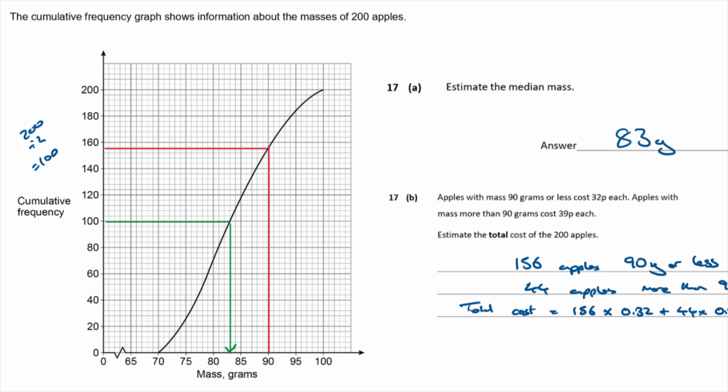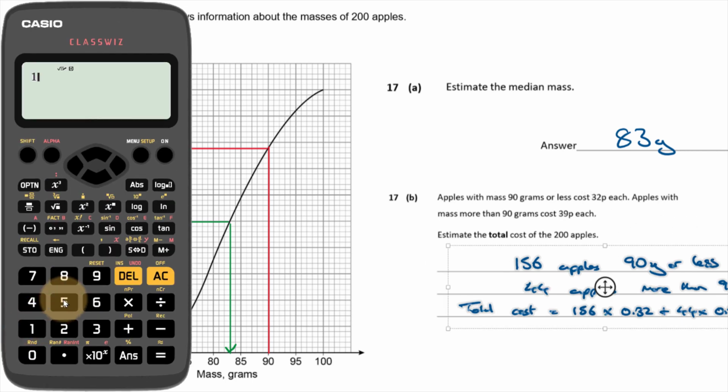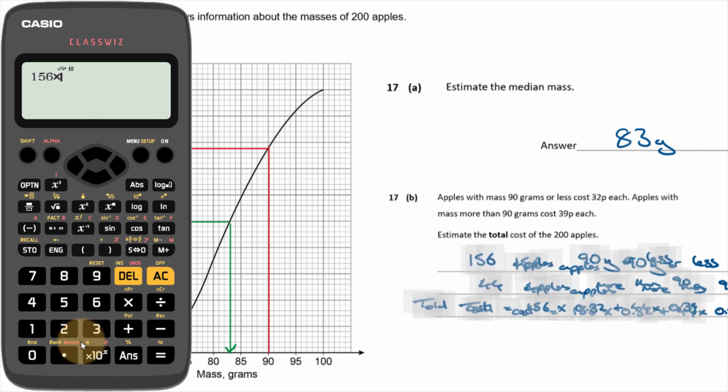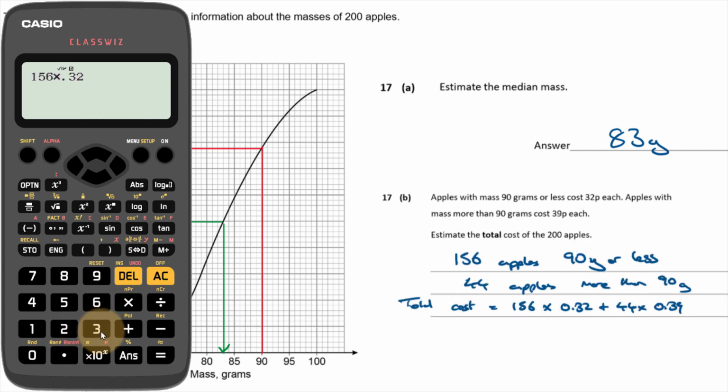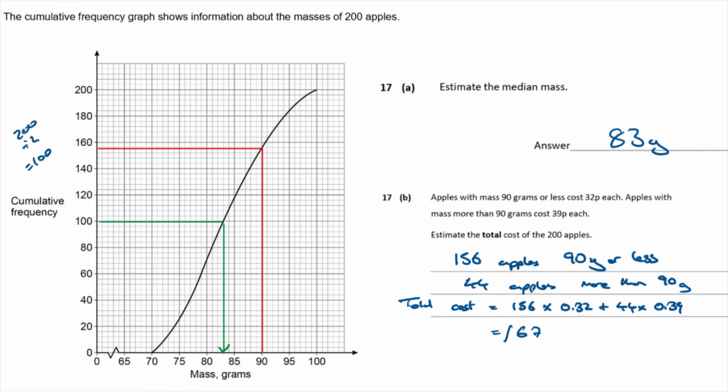Okay, I think that's gone a little bit off the screen. Let me just budge that over so you can read it. Type that into the calculator: 156 times 0.32 plus 44 lots of 39 pence. That comes out to be £67.08. So that's equal to £67.08.